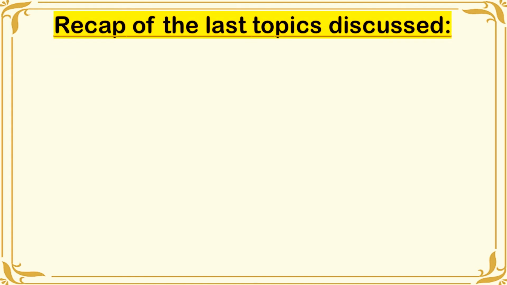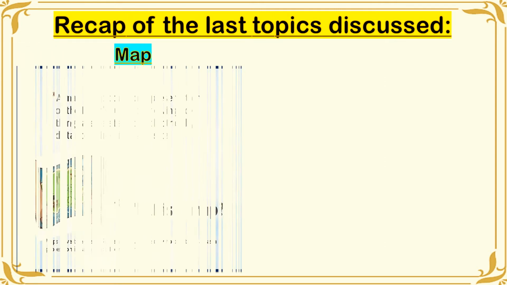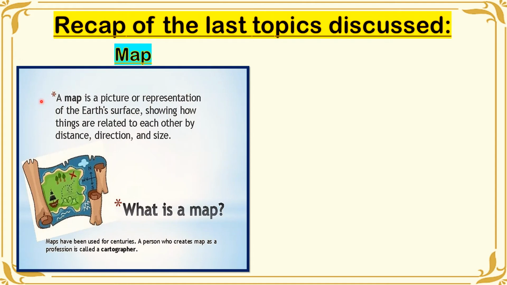So class, before we proceed to our online learning discussion, I would like us to have a short review or recap of the last topics that we have discussed, which are the following. First, we have discussed about map. A map is a picture or representation of the Earth's surface, showing how things are related to each other by distance, direction, and size. Maps have been used for centuries. A person who creates maps as a profession is called a cartographer.